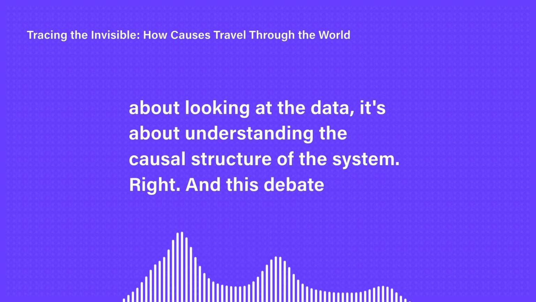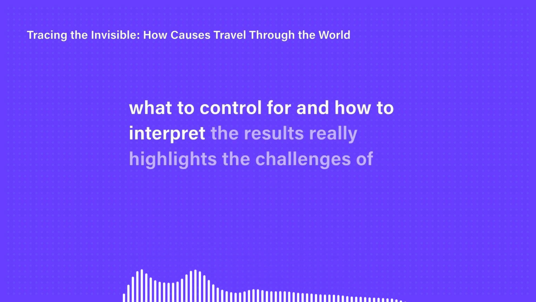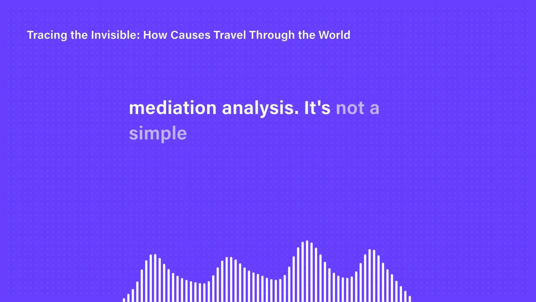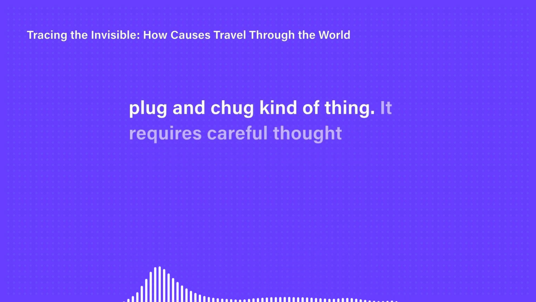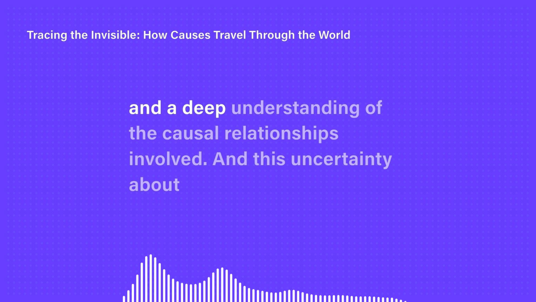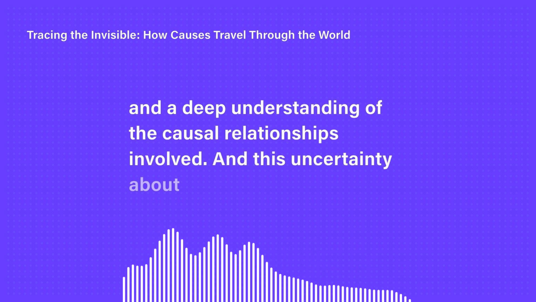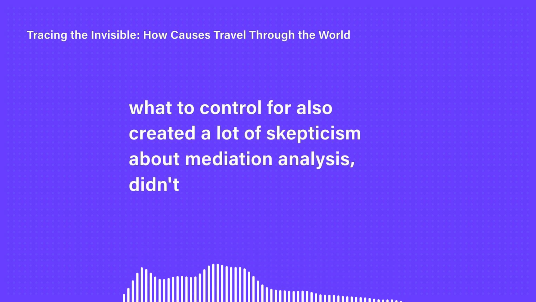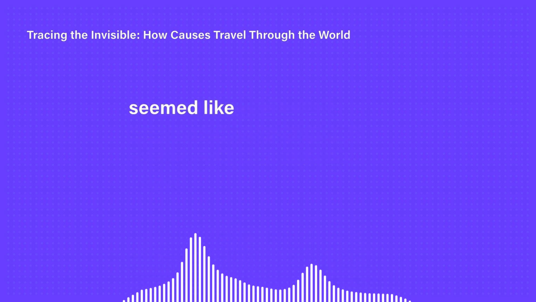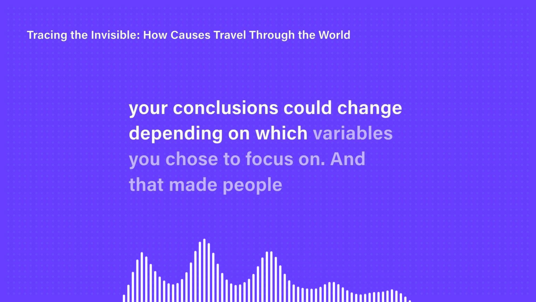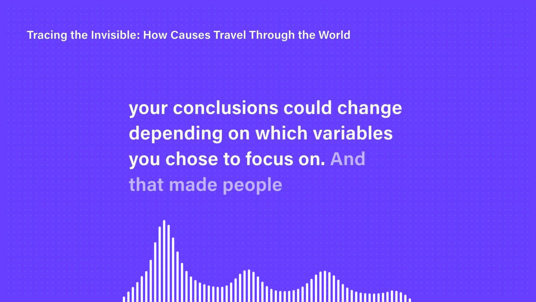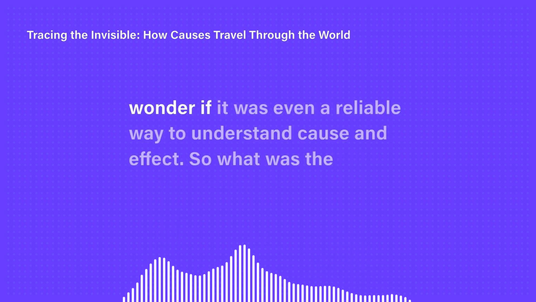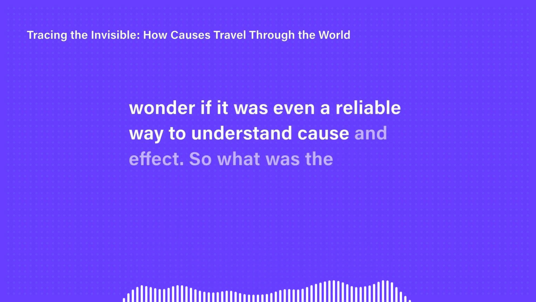Right. And this debate about what to control for and how to interpret the results really highlights the challenges of mediation analysis. It's not a simple plug and chug kind of thing. It requires careful thought and a deep understanding of the causal relationships. And this uncertainty about what to control for also created a lot of skepticism about mediation analysis, didn't it? Oh, yeah. Because it seemed like your conclusions could change depending on which variables you chose to focus on. And that made people wonder if it was even a reliable way to understand cause and effect.